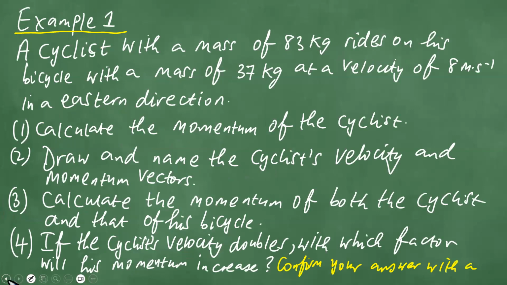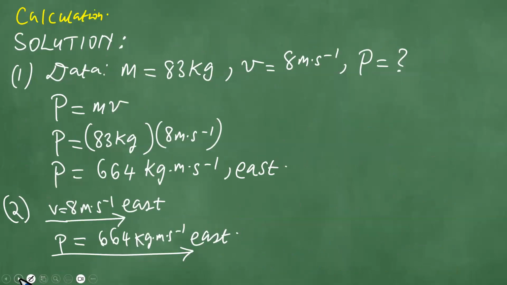Okay, let's look at number 3. Calculate the momentum of both the cyclist and his bicycle. In the first one we did only the momentum of the cyclist, the rider. Now we are saying both the cyclist and the bicycle, what is their combined momentum? So, number 3, combined momentum.